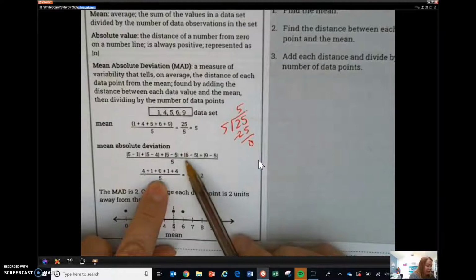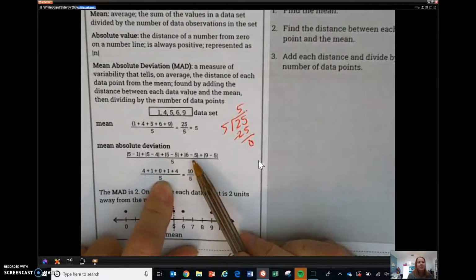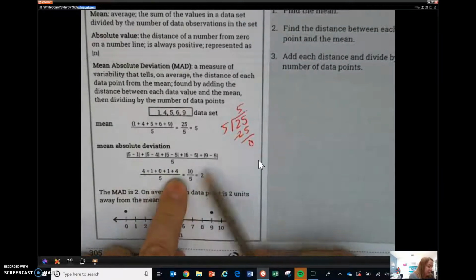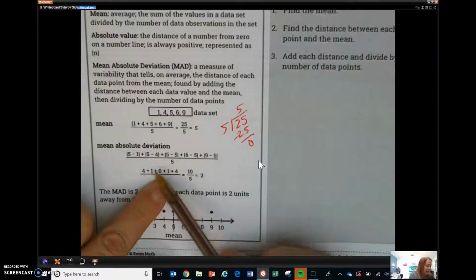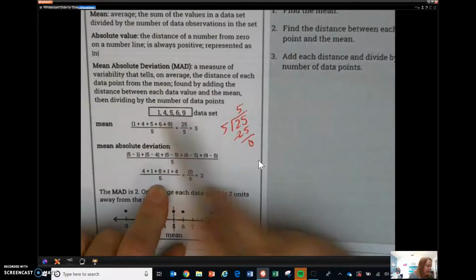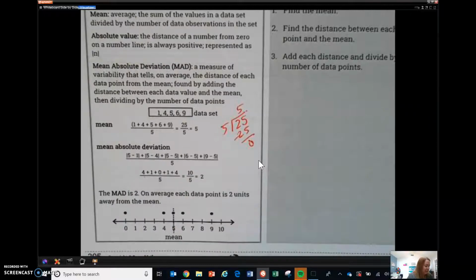going to put the bigger number first because you guys haven't learned negative numbers yet, and these are all absolute value, which we know are always going to be positive numbers. So just put the bigger number first. 6 minus 5 is 1, 9 minus 5 is 4. Once you have all of those, you're going to add them up and divide by 5 because there's still 5 numbers. 10 divided by 5 is 2. So the MAD is 2.